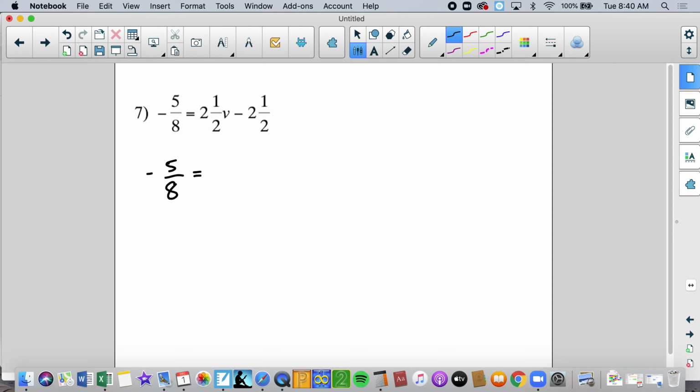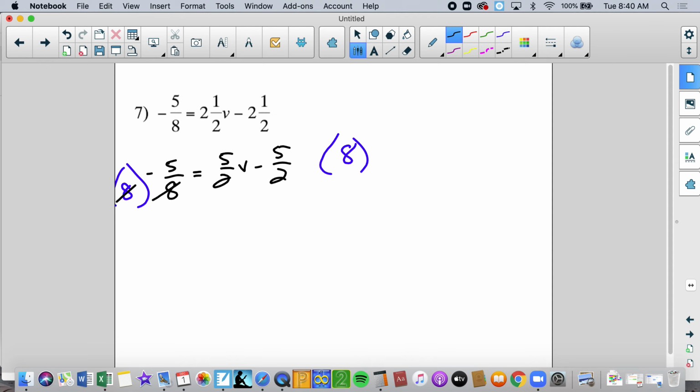-5/8 equals 5/2 v minus 5/2. Our denominators are 8, 2, and 2. The LCM would be 8. So I'm going to multiply everything by 8. So the 8 and 8 cancel, which leaves me with -5.